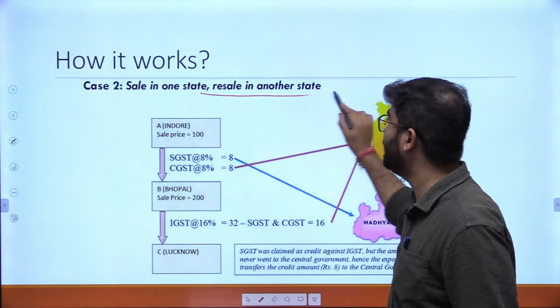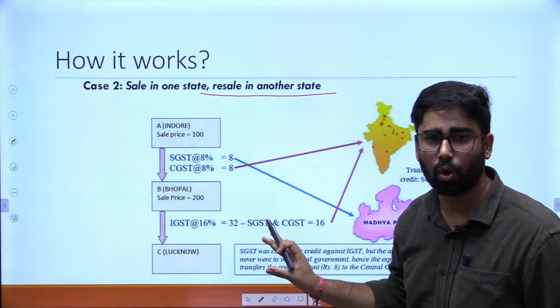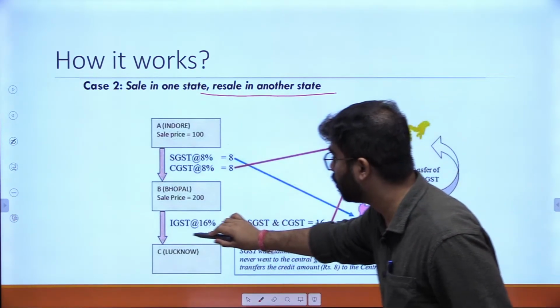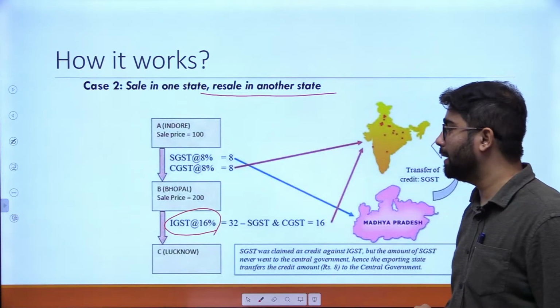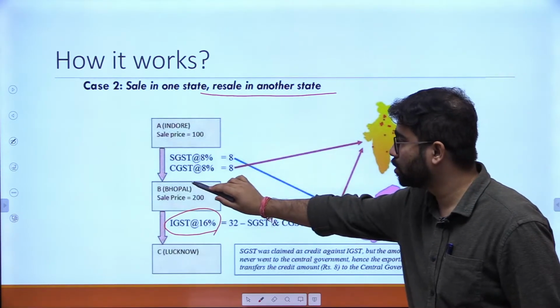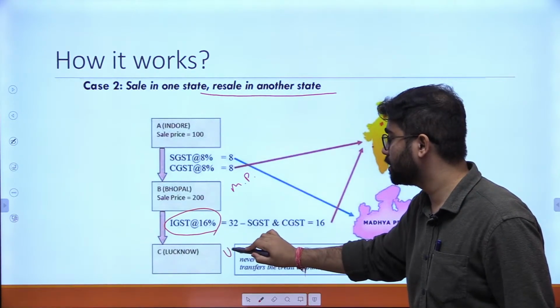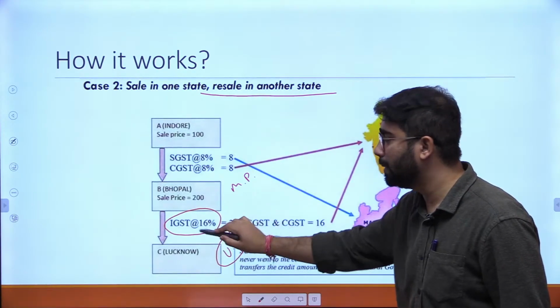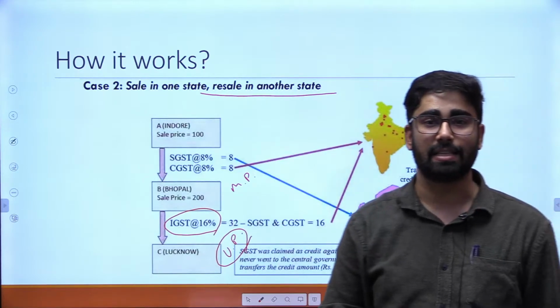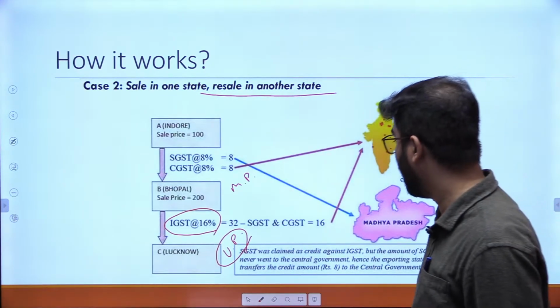Now this is the second case where the sale is in one state, resale in another state. This is only to show you guys that there will be a component of IGST that will be introduced when the goods are sold from Bhopal to Lucknow, that is from Madhya Pradesh to Uttar Pradesh. When the goods are sold, there will be a component of IGST.